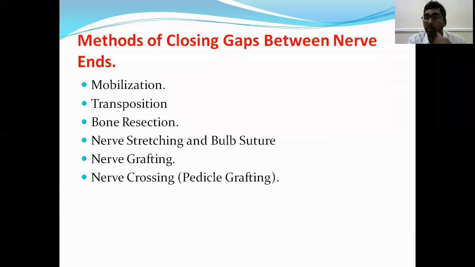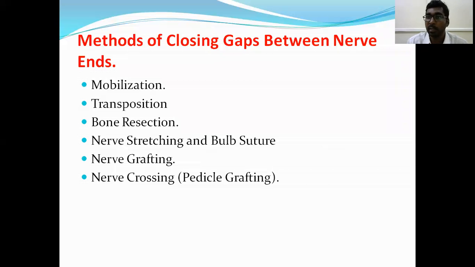And transposition. Transposition means the path of the nerve is changed. For example, the ulnar nerve is present behind the elbow joint, behind the medial epicondyle. So you bring the ulnar nerve anterior to the elbow joint. The nerve traverses like this, so the nerve is relaxed, and distally you can do end-to-end repair of the nerve. So it is called anterior transposition of the nerve. It can be subcutaneous, it can be submuscular, various types are present.